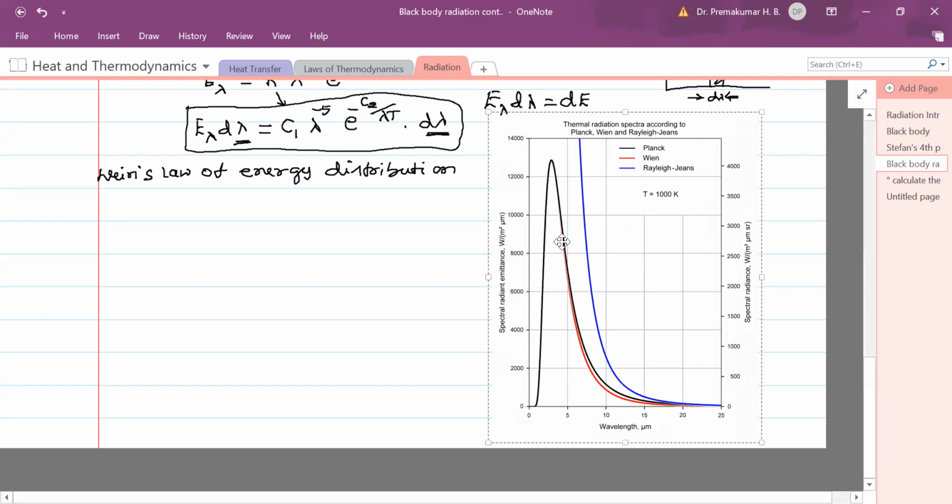Whereas the red color one, you can't see that red color in the lower wavelength region. See here, this is the lower wavelength region, and this portion we consider as the higher wavelength region, because as we move towards this side, we are moving towards higher wavelength. Correct?